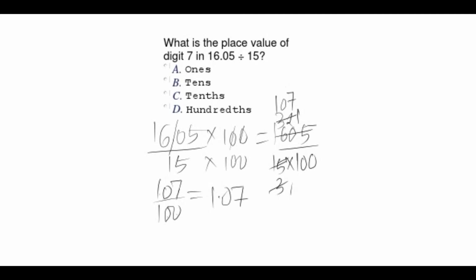Now the question was, what is the place value of digit 7 in 16.05 divided by 15? So actually, what is the place value of 7 in 1.07? So we have this is ones, this is tenths, and this is hundredths. Therefore, the place value of digit 7 is hundredths.